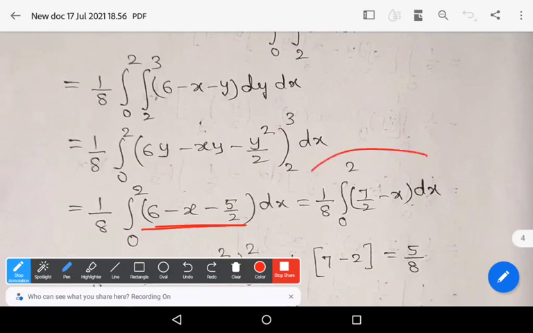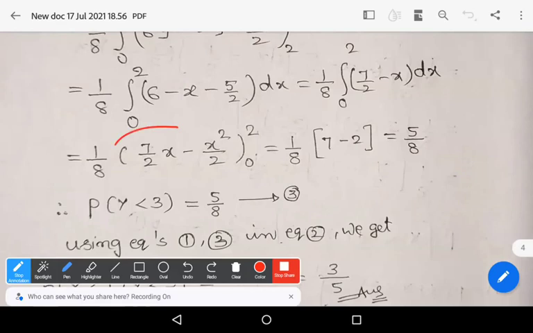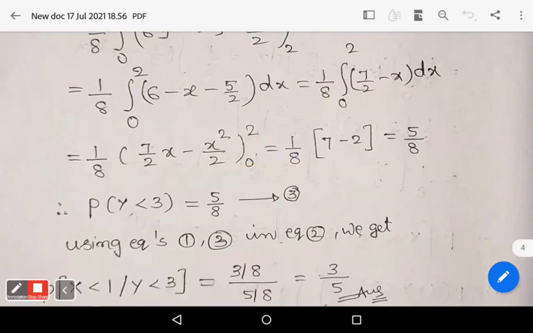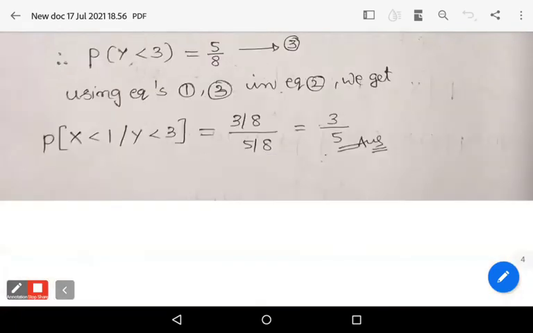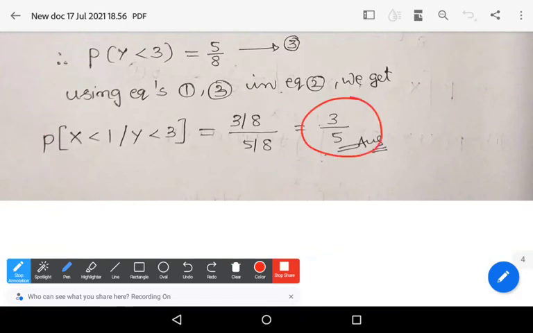That is nothing but 1 by 8 into integral 0 to 2, 7 by 2 minus x dx. Again integrate along x. We get 1 by 8 into 7 by 2 x minus x square by 2, limits 0 to 2. So 1 by 8 into 7 minus 2, which is equal to 5 by 8. Let it be equation number 3. Now using equations 1 and 3 in equation 2, we get probability of x less than 1 given y less than 3 is equal to 3 by 8 over 5 by 8. So 8 gets cancelled. You get 3 by 5.